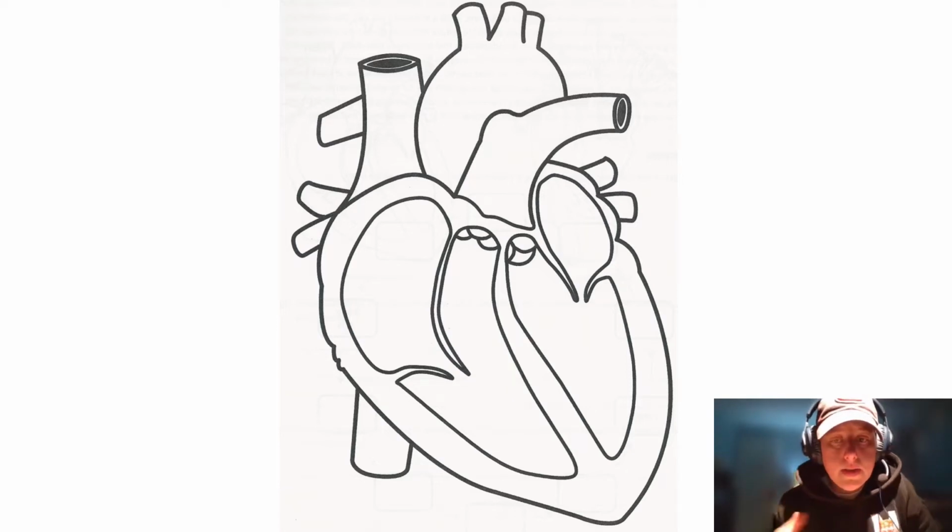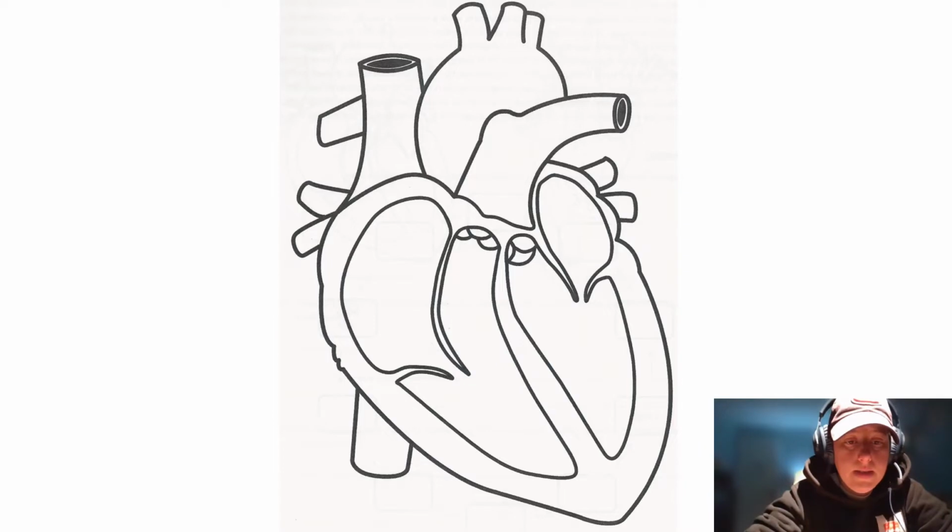Hi everyone. So we're just going to recap the blood flow in the chambers of the heart before we go through the blood circulation and we go through the blood vessels. So again, we have a right side and a left side. The right side of the heart would be here, and then the left side of the heart would be here.